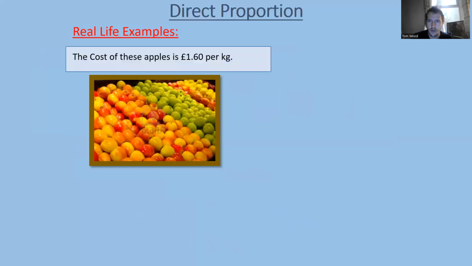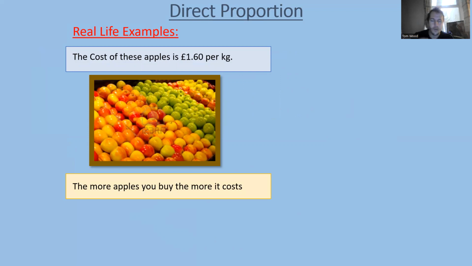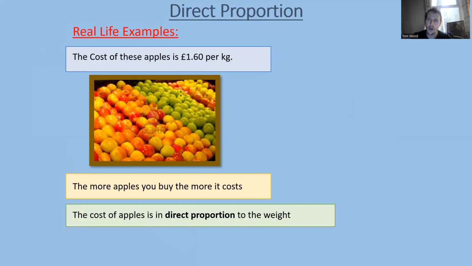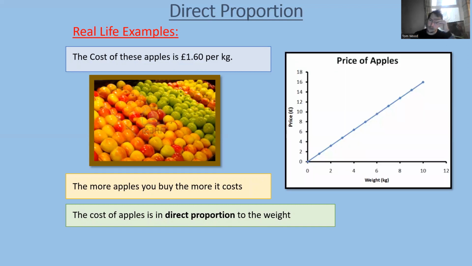So in regards to real life, then, we actually see ratios all the time in ideas like this. So let's say the cost of apples is £1.60 per kilogram. What that means is the more apples you buy, the more it costs. And they are in what is called direct proportion. And that is what will equate to any problems that we find in functional skills. Direct proportion is if I increase one thing by, let's say, 10 times, then the price will increase by 10 times as well. If you were to put it on a graph, it would look like this. It would just be a nice linear line.